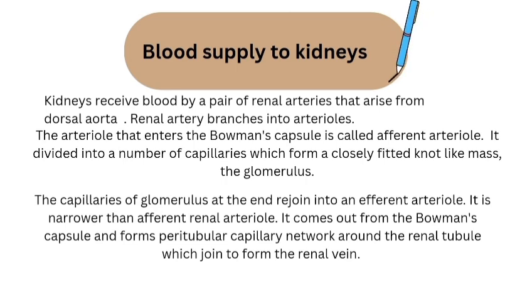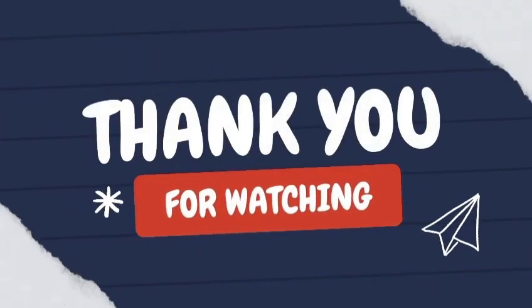The capillaries of the glomerulus at the end rejoin into an efferent arteriole. It is narrower than the afferent renal arteriole. It comes out from the Bowman's capsule and forms a peritubular capillary network around the renal tubule, which joins to form the renal vein. That brings us to the end of the video.